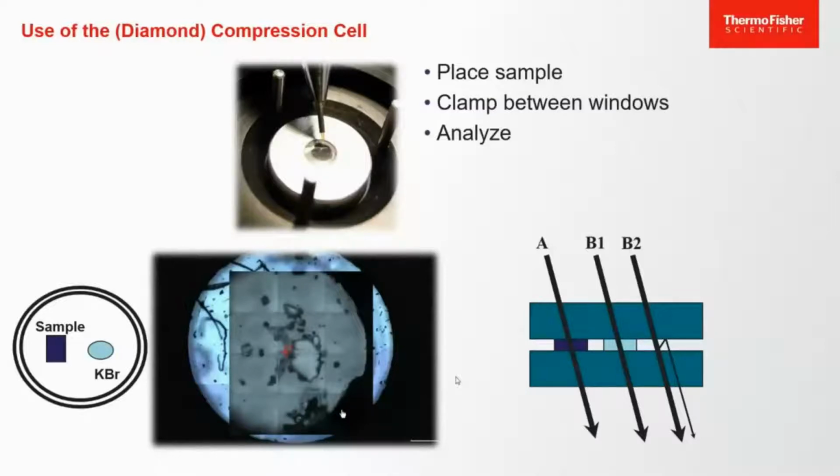In order to prevent that, line B1 passes through the potassium bromide, which is non-absorbing. And then A is passing through the sample. And that's what I will do when I show you the analysis.